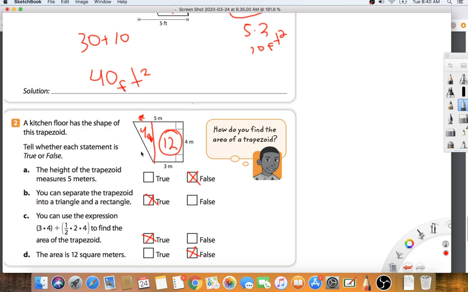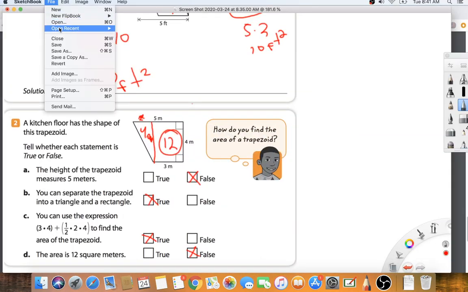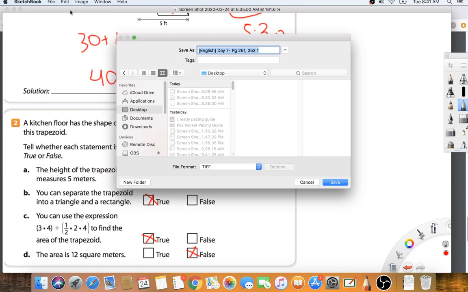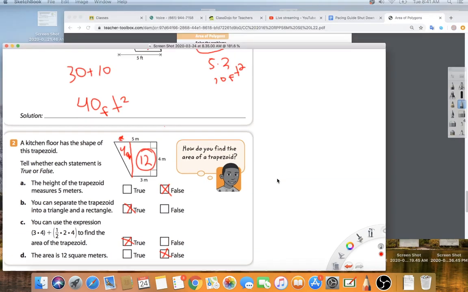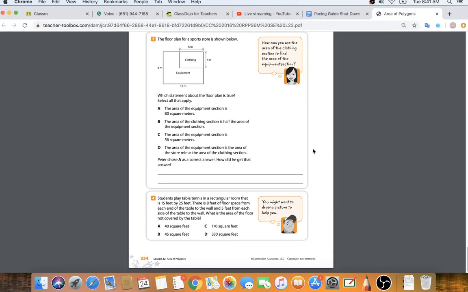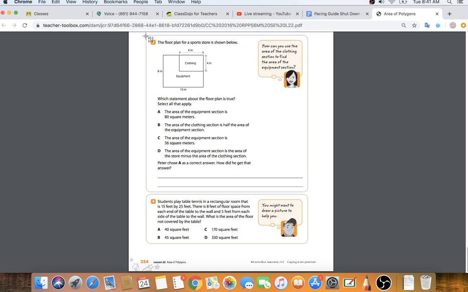Now that is it for page 253. We'll go to 254. Just give me a second. We're at 253. Now we have to do 254. Now for 254, we have this right here. Let me screenshot it. You can see how I do this.